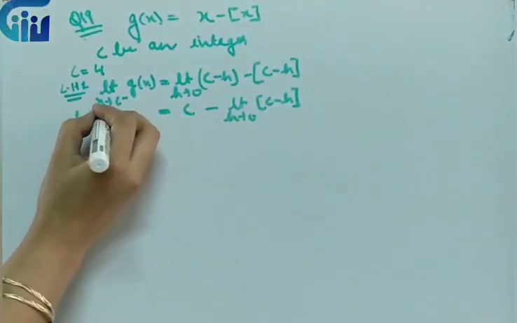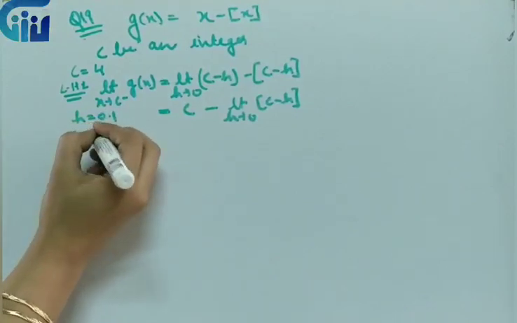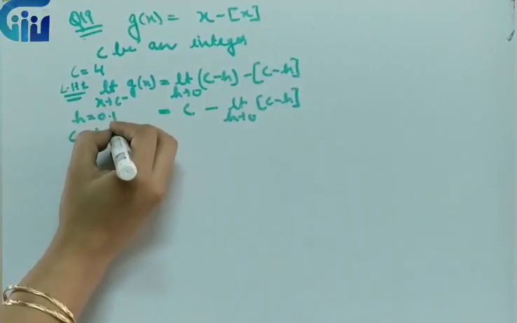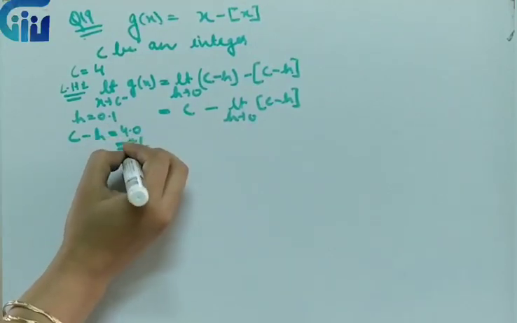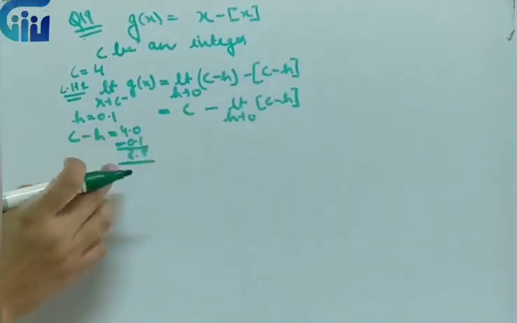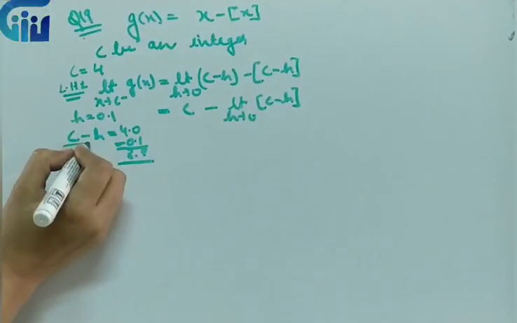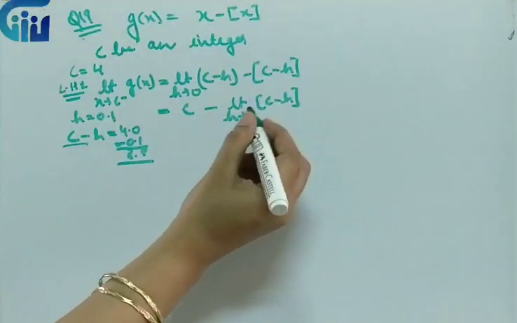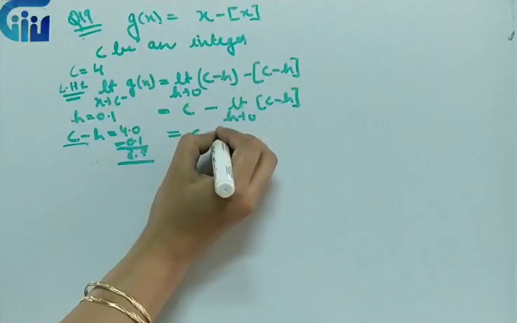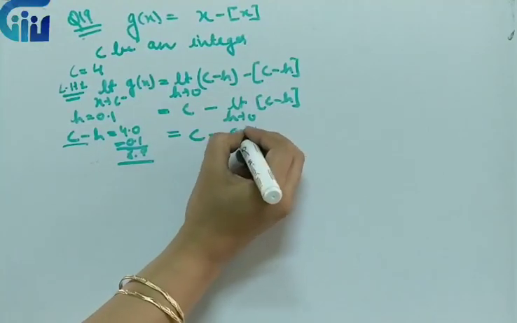Let's take h to be 0.1. So c minus h means 4 minus 0.1. What will I get? 3.9. So 3.9 means if it was 4 minus something, c was 4, and if I subtract something from it, I am getting the answer of greatest integer function as the integer which is less than that particular number. So if it is c minus h over here, what will I get? I will get c minus 1, right?